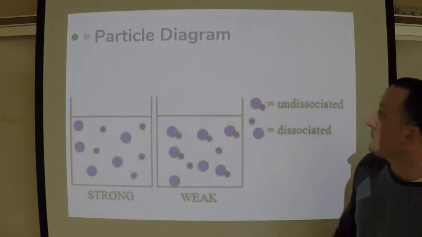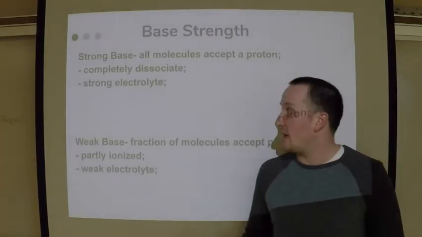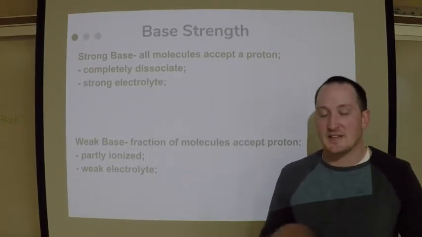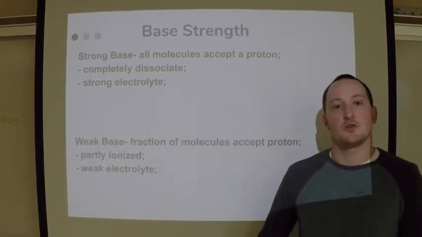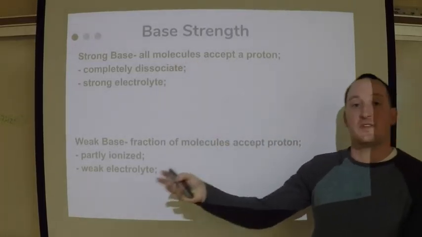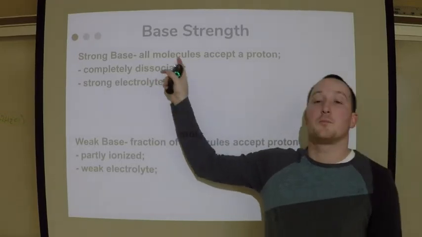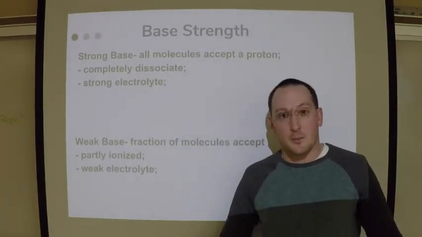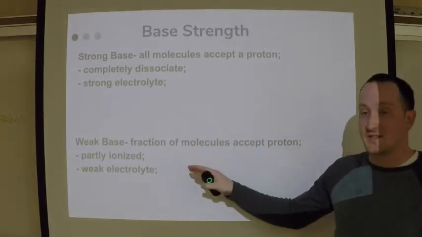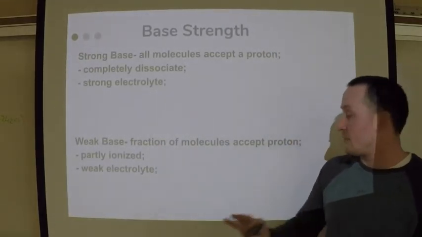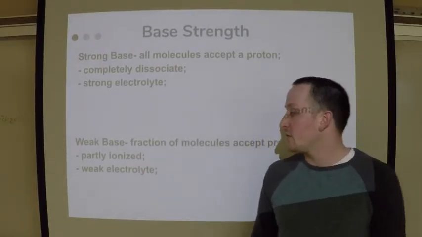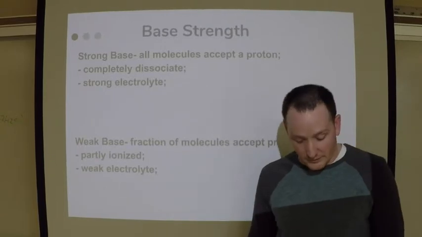Okay? So now let's look at base strength. Bases, or how strong a base is, is defined the exact same way as an acid. Strong bases are molecules where all of the molecules will accept a proton. They completely dissociate, which means they completely break apart. They are strong electrolytes. Weak bases, only a fraction of the molecules accept protons. They only partially break apart or partially ionize, and they are weak electrolytes.